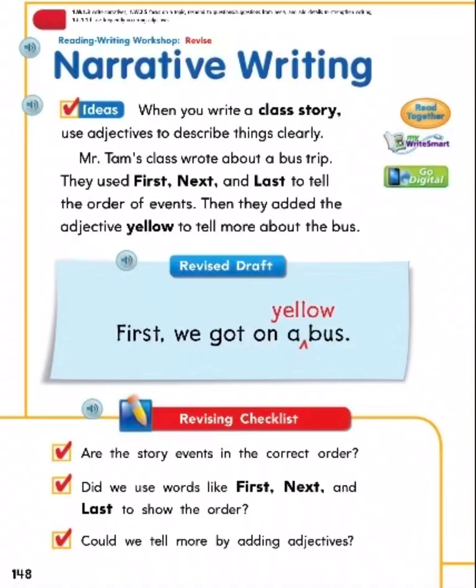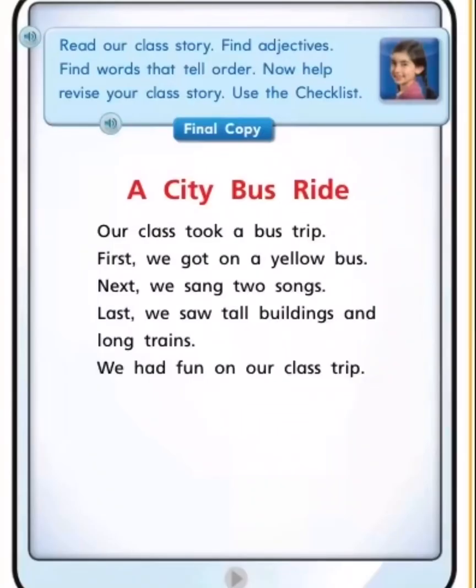Revising checklist. Are the story events in the correct order? Did we use words like first, next, and last to show the order? Could we tell more by adding adjectives? Read our class story. Find adjectives. Find words that tell order. Now help revise your class story. Use the checklist.